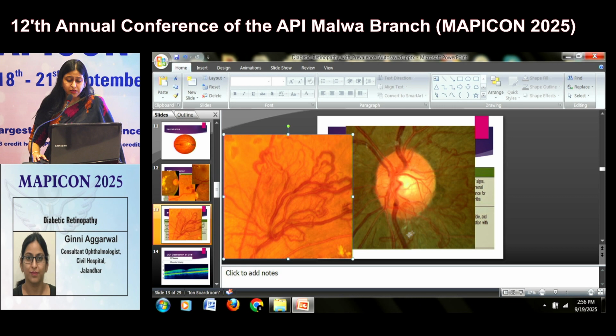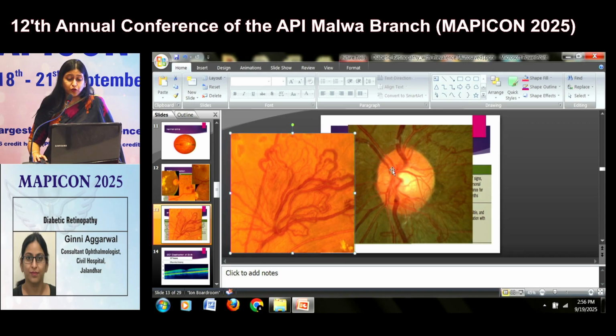Now see, this is the optic nerve. This is the retinal vein. This is the retinal artery. Now the retinal artery and retinal vein are differentiated by the presence of laminar flow in the arteries, and these fronds are all neovascularization. Similarly, here is the venous beading I was talking about. This is the sausage-like appearance, and this is the neovascularization.